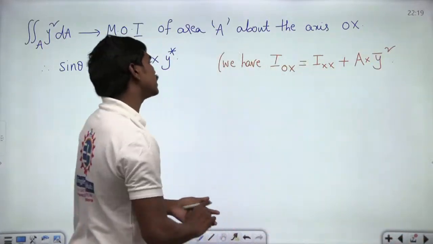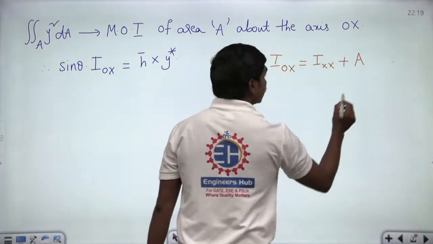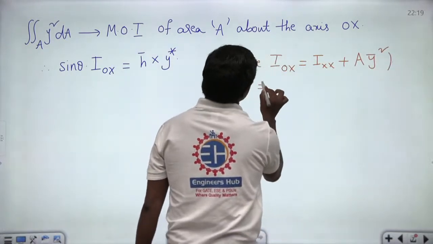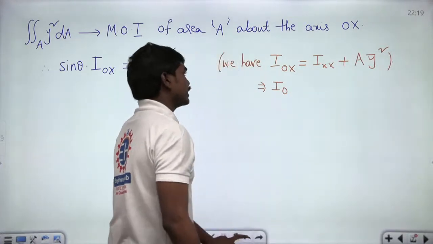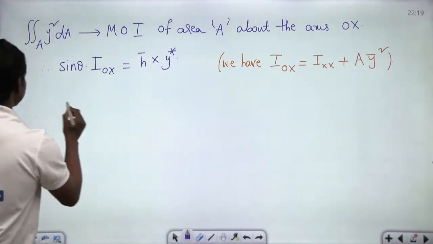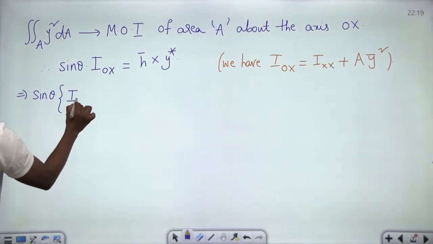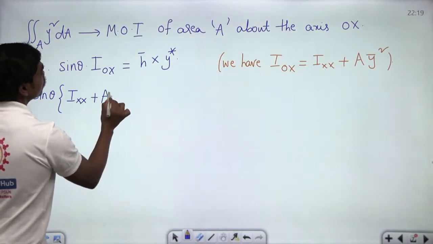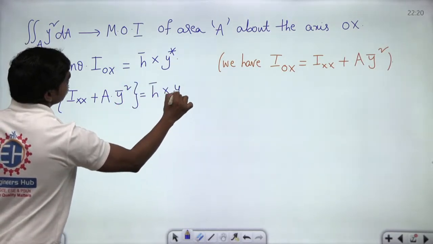Correct? If you can understand this, look, then I can write this directly as y bar square. So now I can write this IOX as IXX plus A y bar square. So let us replace this here. So see carefully, sin theta into Ixx, which is the moment of inertia of this plane, which is parallel to this OX, plus area into y bar square is equal to h bar into y star.